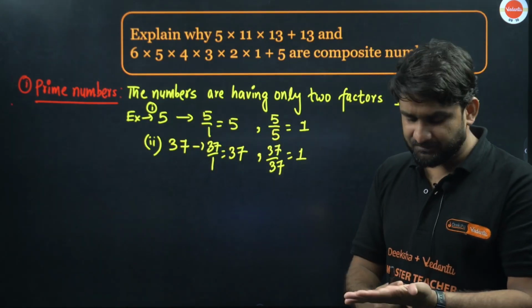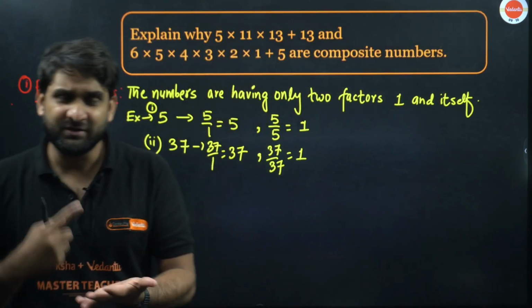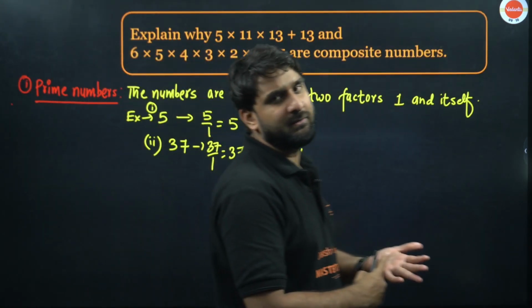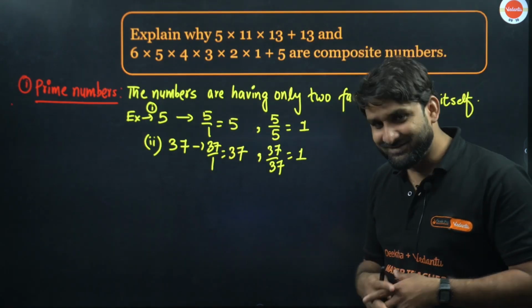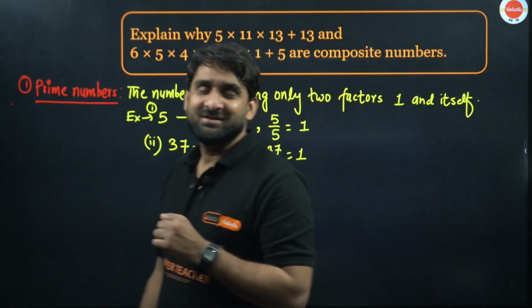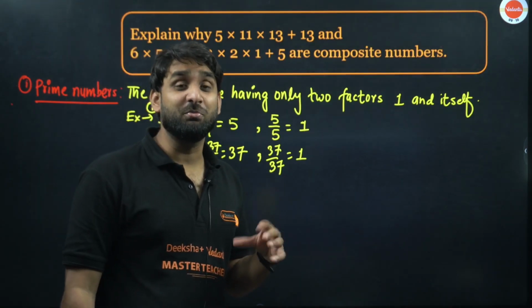5, 3, 11, 23, 29, 31, so many prime numbers are there. But you might be getting confused about 1. Sir, why are you not bringing 1?